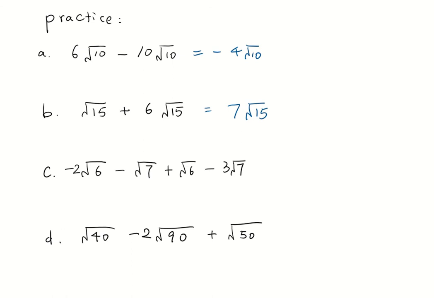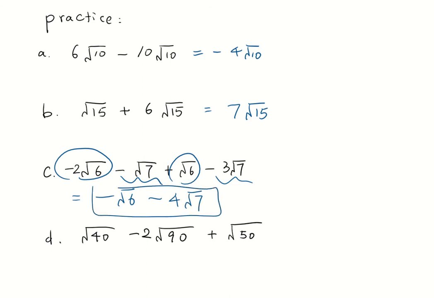C, we have 2 sets of like terms. Combining these two, you have negative square root of 6. Combining these two, you have negative 4 square root of 7. So this is the answer for D.